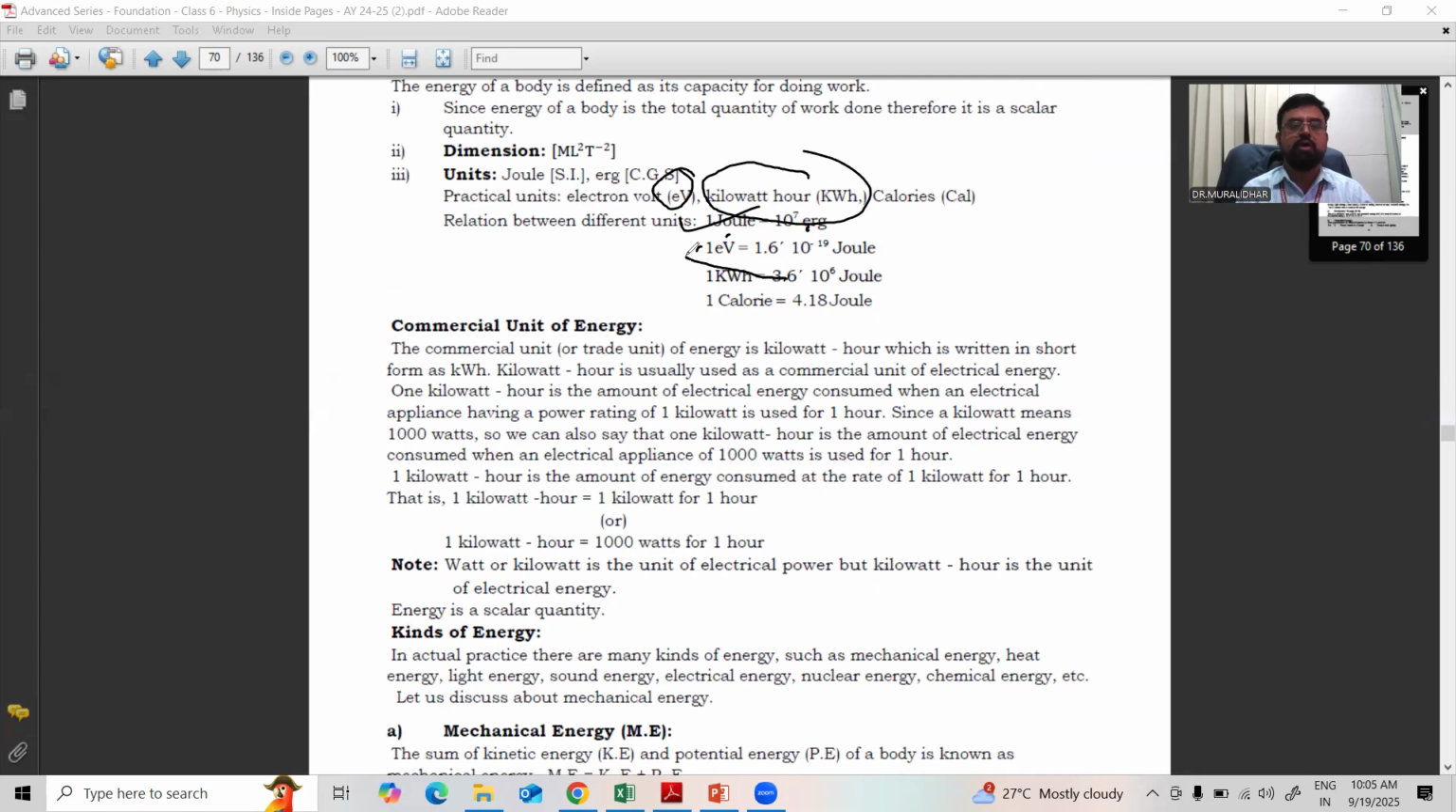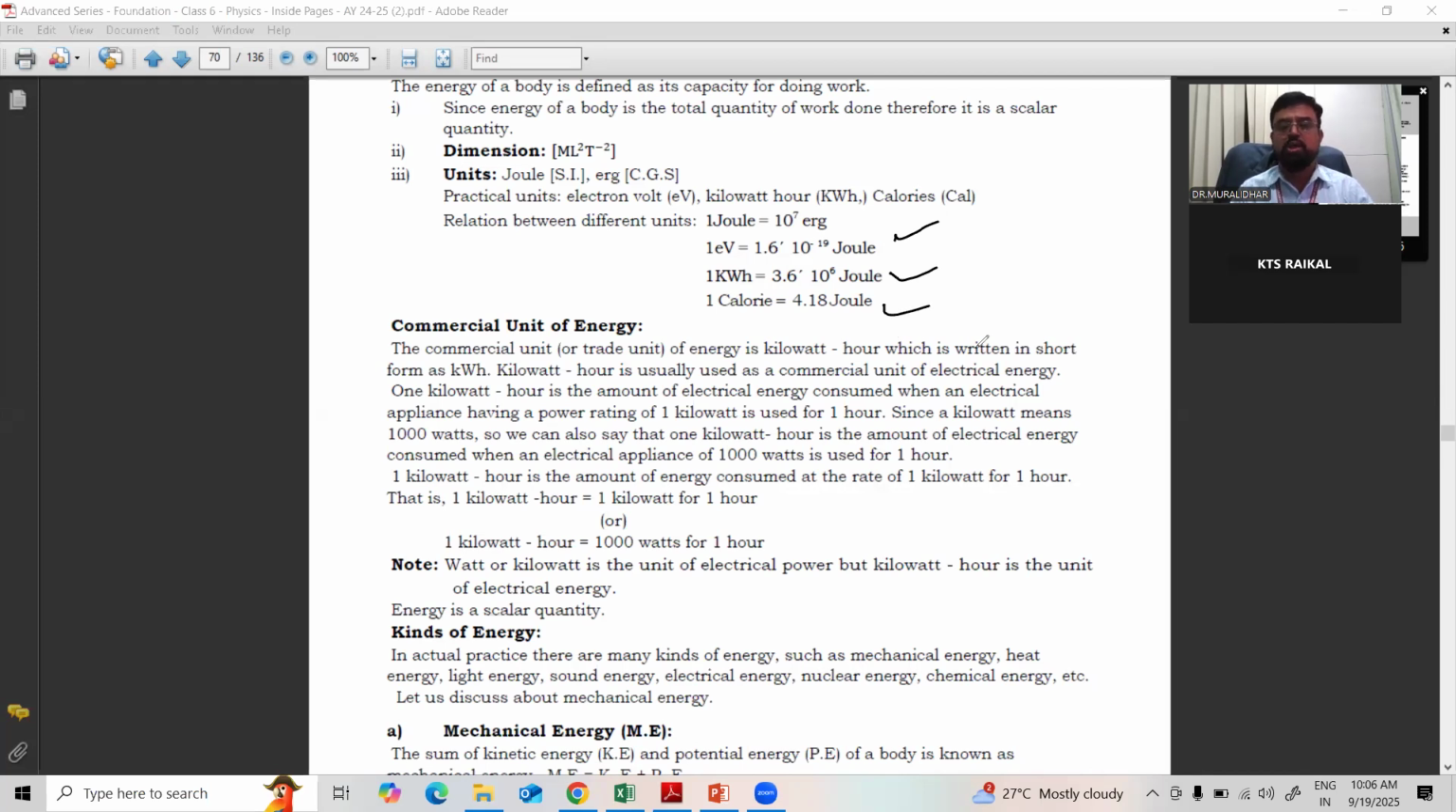So there are some constant values to be remembered. 1 calorie is equal to 4.18 joule. 1 kilowatt hour is equal to 3.6 into 10 power 6 joule. Very important. How do we get that? I'll explain. 1 calorie is equal to 4.18 joule. These are the conversions.